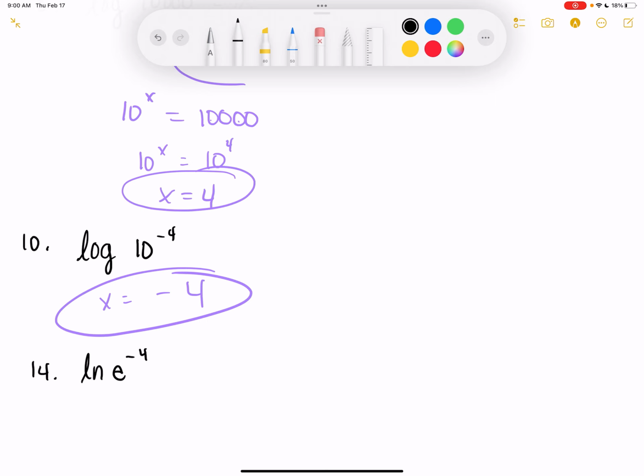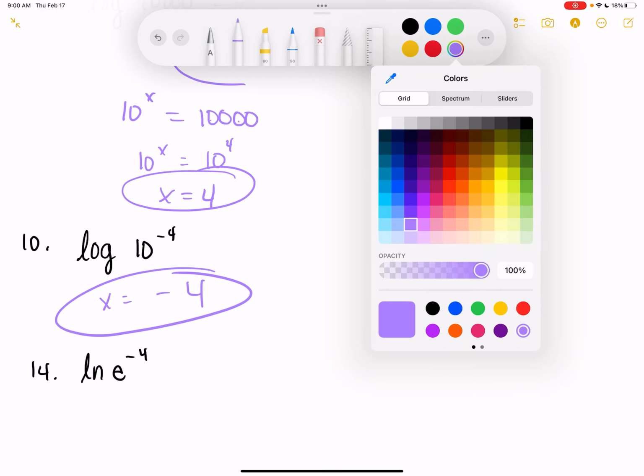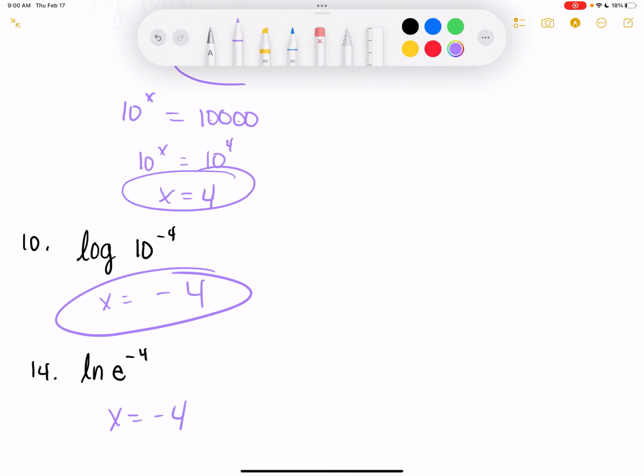All right, the ln of e to the negative 4. You should also be able to do this one without drawing an E. X equals negative 4. Is that right? Yep. Because this is log base e raised to the what is equal to e to the negative 4, so that means it has to be negative 4. Whenever they look like that, it's just the exponent property. This is really a log base e of e to the negative 4. Those things cancel each other, meaning that all you're left with is the negative 4.